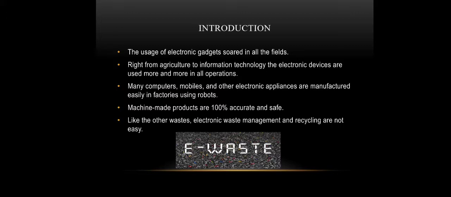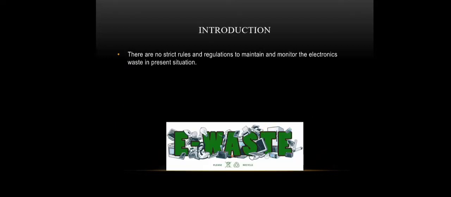Many computers, mobiles, and other electronic appliances are manufactured easily in factories using robots. Machine-made products are 100% accurate and also safe. The changes in electronics and electrical goods management are high. Like the other waste, electronic waste management and recycling are not easy. There are no strict rules and regulations to maintain and monitor the electronic waste in the present situation.